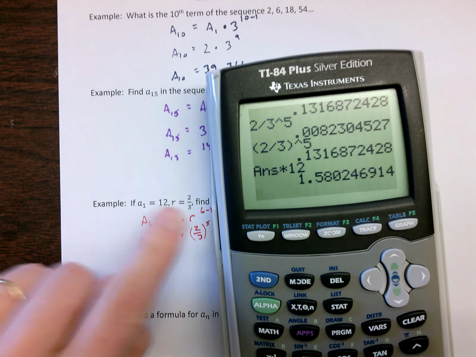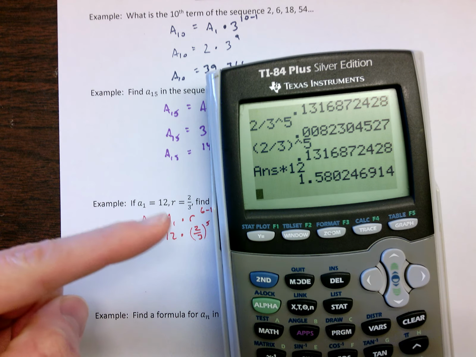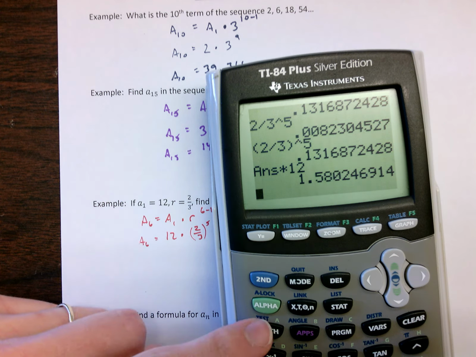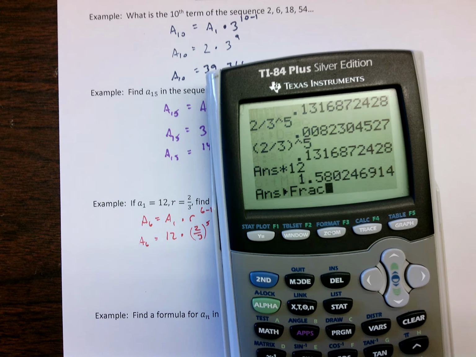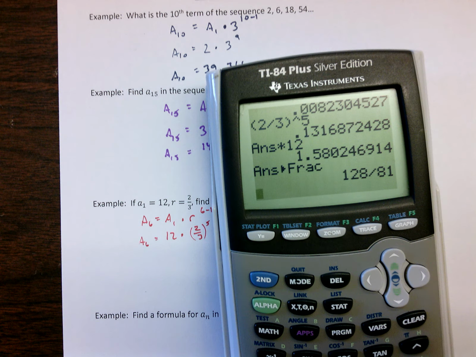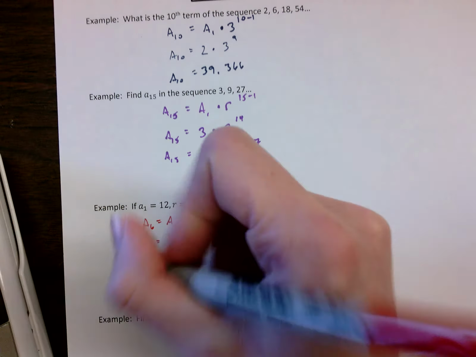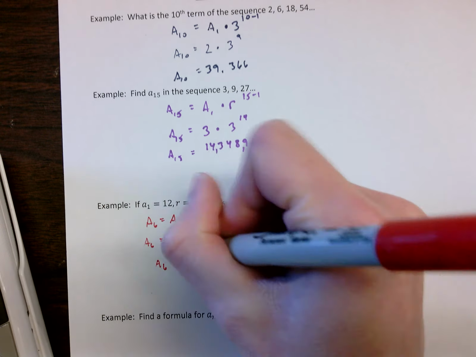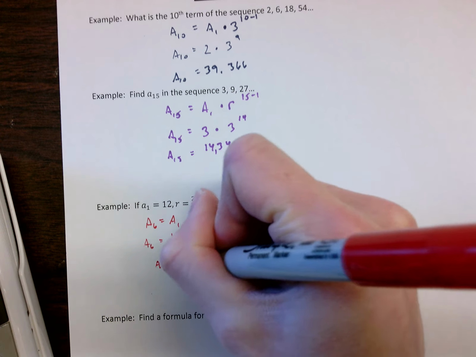Okay, now since this one is in fractions, you want to try to give your answer in fractions. So remember, go to your math menu, and that very top option will change things into fractions for you. Okay, so a sub 6 is 128 over 81.